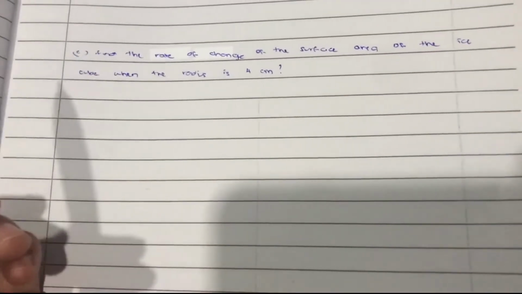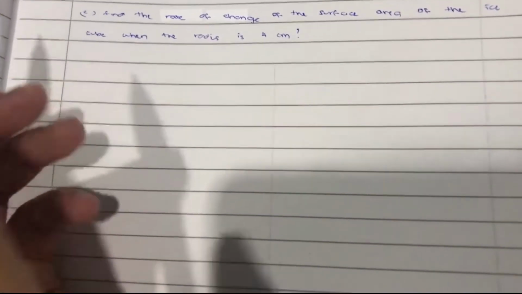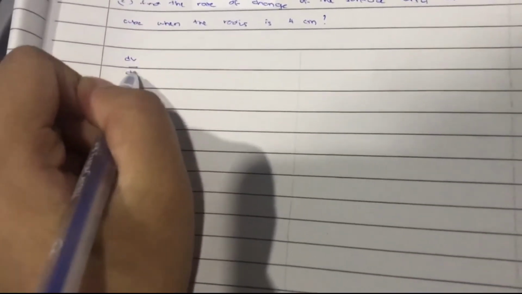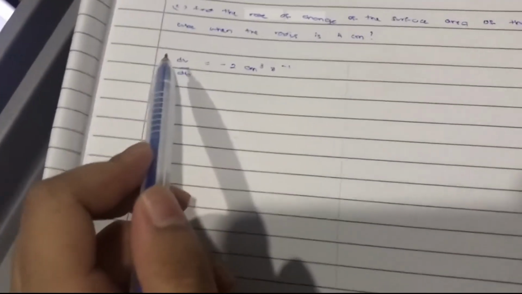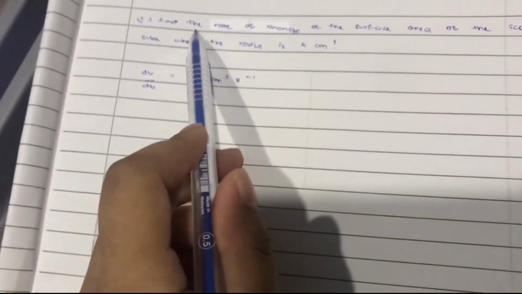So the next question is to find the rate of change of the surface area when the radius is 4. First we will take out the information that we get from the problem, which is dV over dt equal to negative 2 cm cubed per second. Why negative 2? It is because the negative is inferred from the word melting in the problem. Because it is melting, we get negative 2 and not 2 only. From the question, they want the rate of change of the surface area. It means that they want dA over dt.